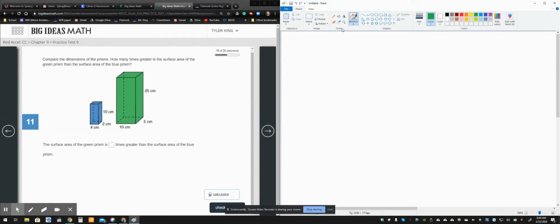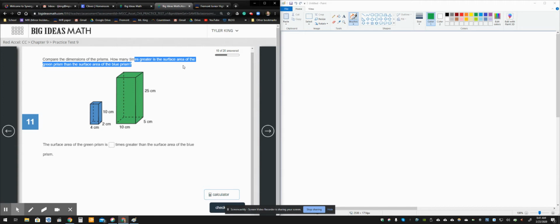Okay, so looking at this first one here, we want to compare the dimensions of the prism. How many times greater, which is an important piece here, is the surface area of the green prism than the surface area of the blue prism? So let's start with the surface area of the green prism.